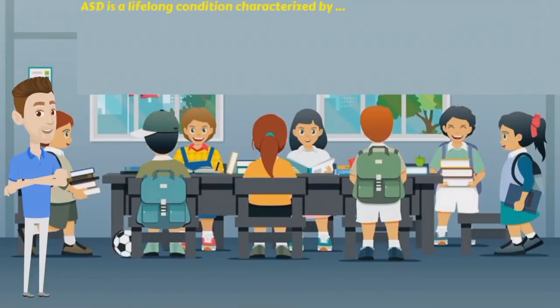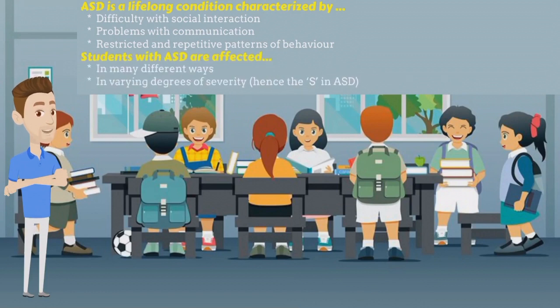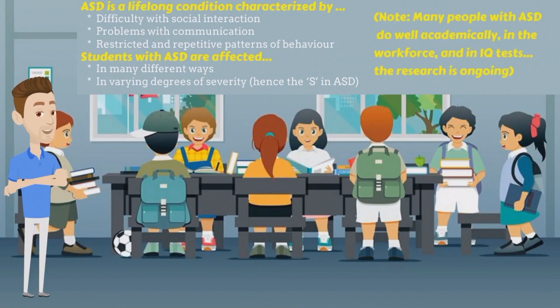Autism, or autism spectrum disorder, is a lifelong neurodevelopmental disorder characterized by difficulties in social interaction, communication, and restricted and repetitive patterns of behavior, interests, or activities. It is a condition that affects individuals differently and to varying degrees of severity. Many people with ASD do well academically, in the workforce, and in IQ tests.